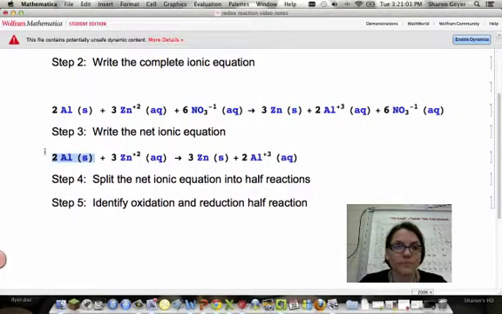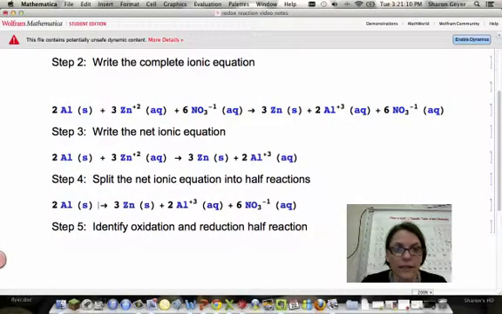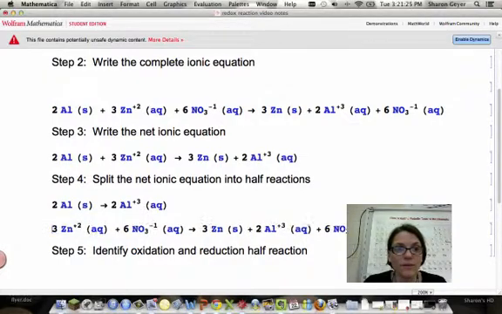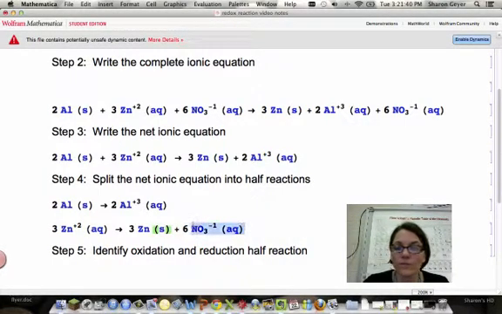So let's start with the aluminum. I know I have these 2 aluminums. I'm going to work with it just like that. I can get rid of everything except the aluminums. There's my half reaction for aluminum, and I'm going to do the same thing with the zinc. Now, I'm keeping the coefficients in there because these 2 reactions are happening together. And the coefficients are important because they help us figure out the number of electrons transferred.